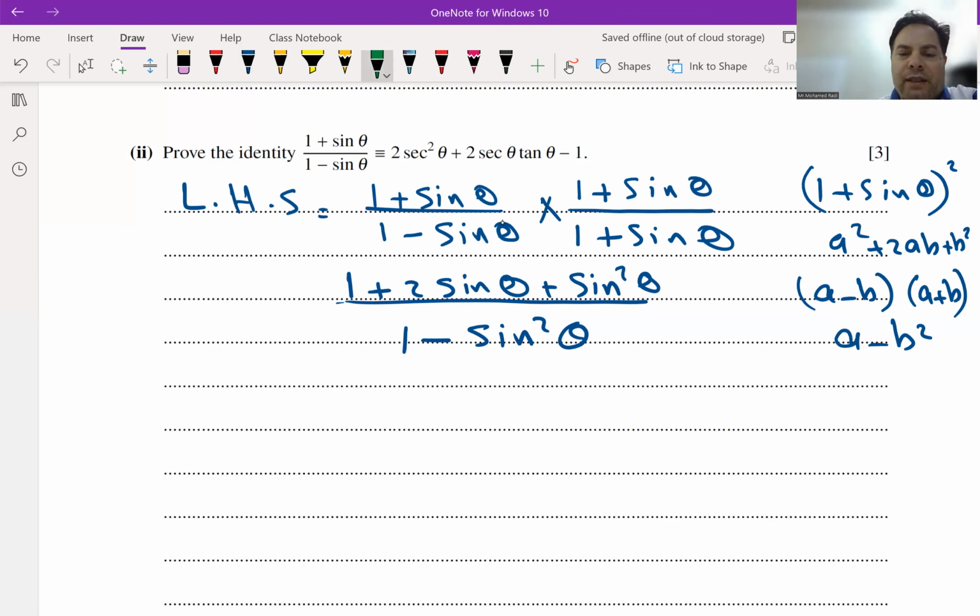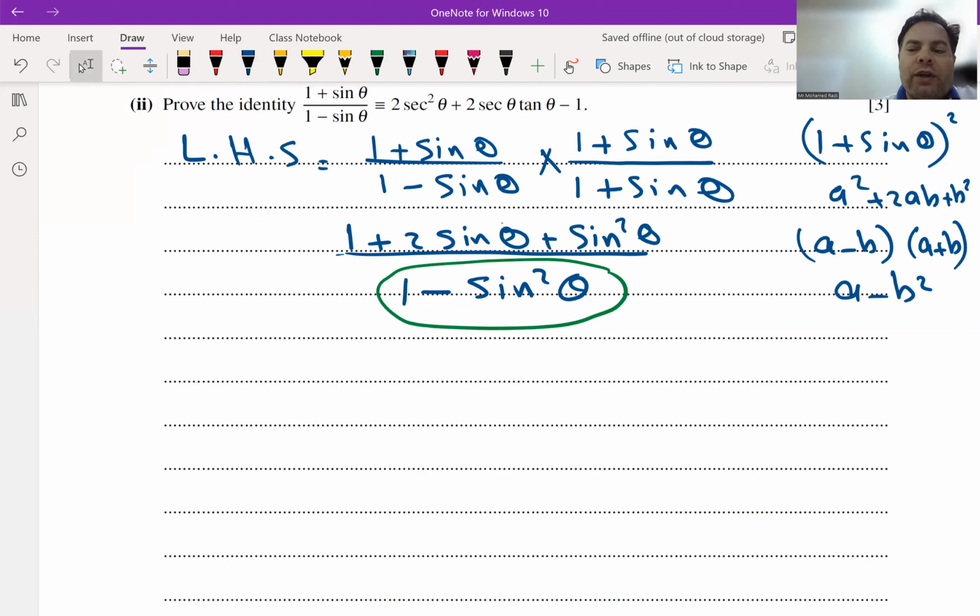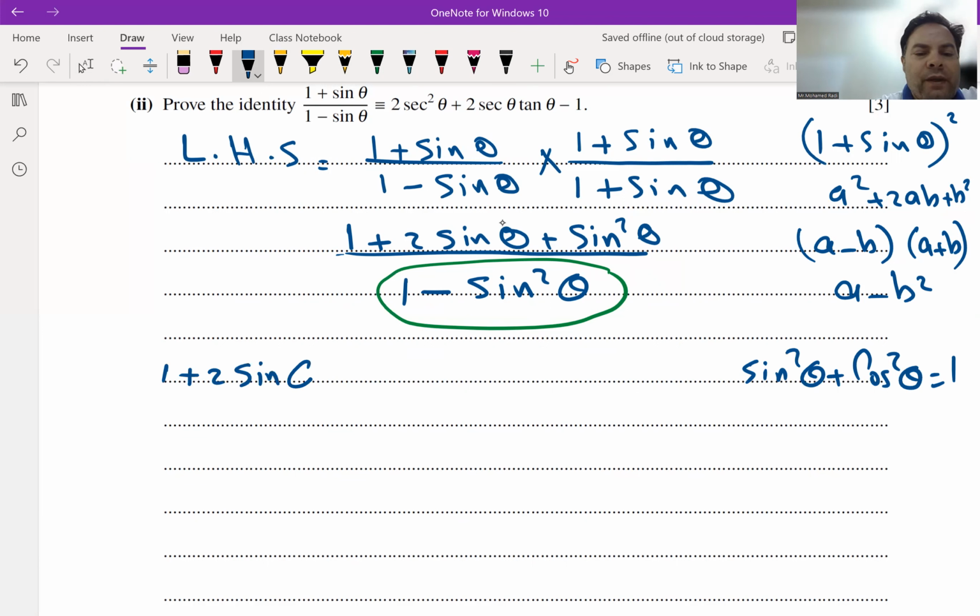Now, this is the left-hand side. Still, we have to simplify the denominator. It's 1 minus sine squared, so you can use the Pythagorean identity: sine squared theta plus cosine squared theta is equal to 1. So 1 minus sine squared is cosine squared. The numerator is 1 plus 2 sine theta plus sine squared theta, all divided by cosine squared theta.